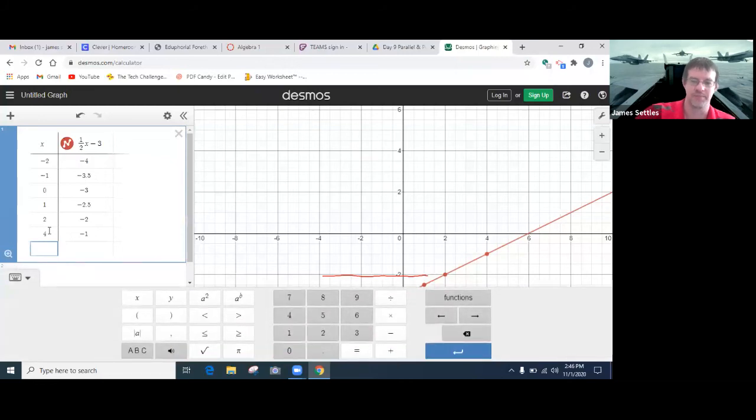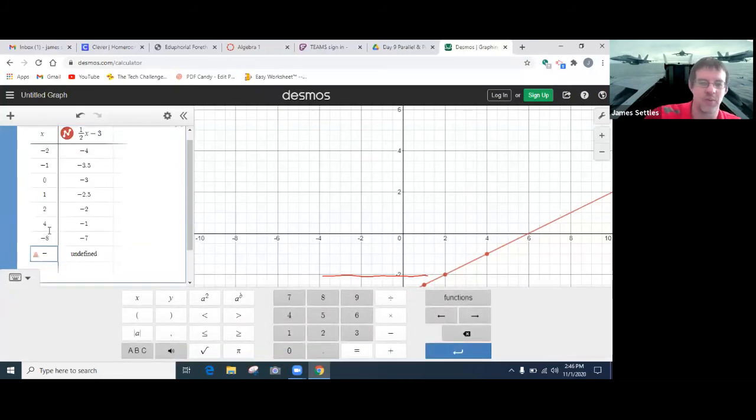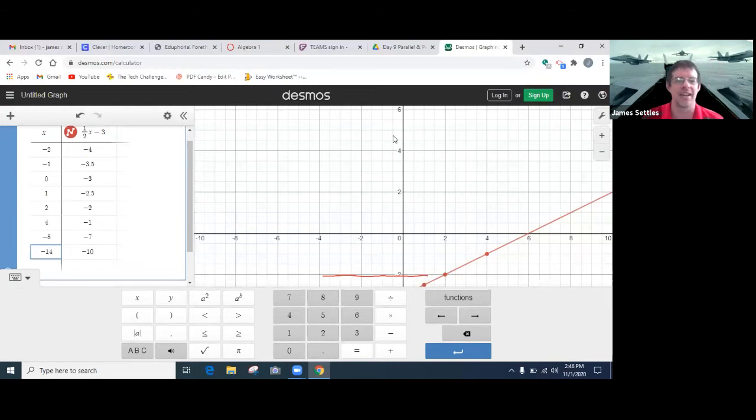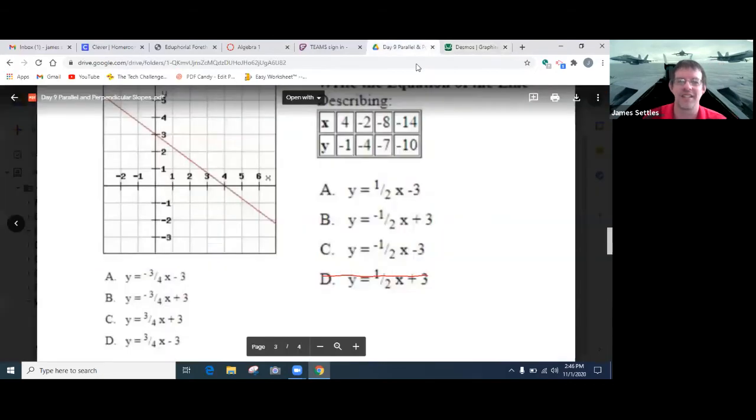Totally up to you. Just -8 and -14. And we got -7 and -10. Yep. And so A is definitely going to be our answer here. So we consider this easy. The state of Texas considers this question to be hard, but we consider these questions to be easy because we can type them into our calculator.